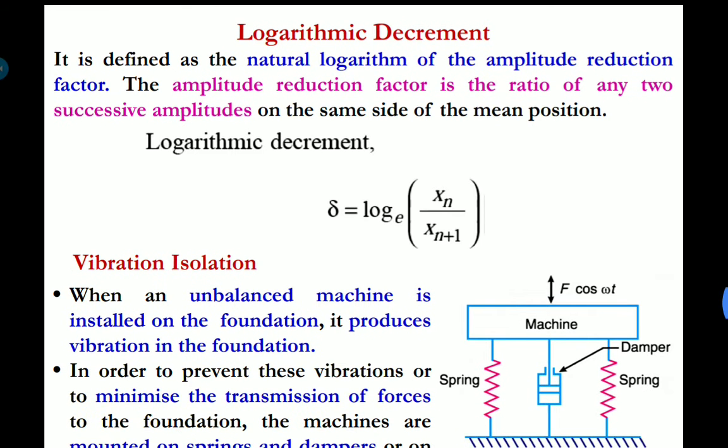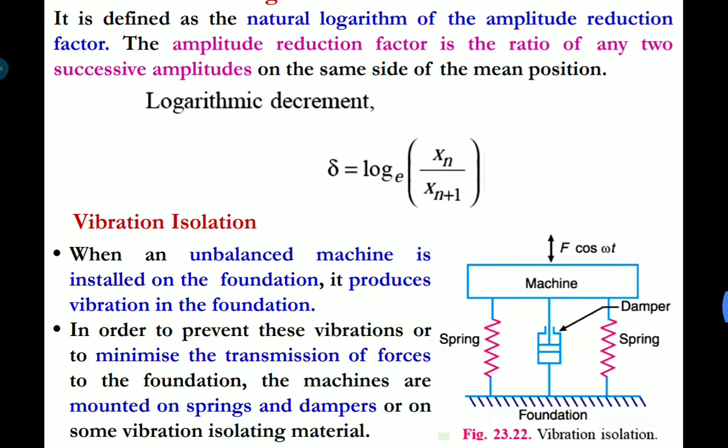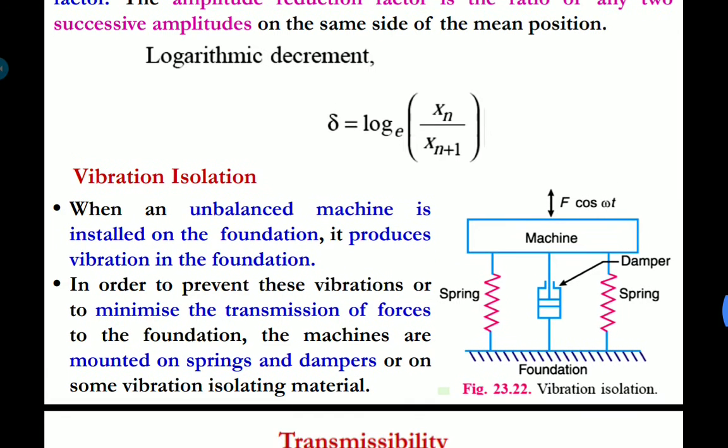The definition of logarithmic decrement is the natural logarithm of the amplitude reduction factor. It can be represented as delta equal to natural logarithm of xn divided by xn plus 1. Here xn divided by xn plus 1 is the amplitude reduction factor, which is nothing but the ratio of two successive amplitudes. Next we can see vibration isolation.